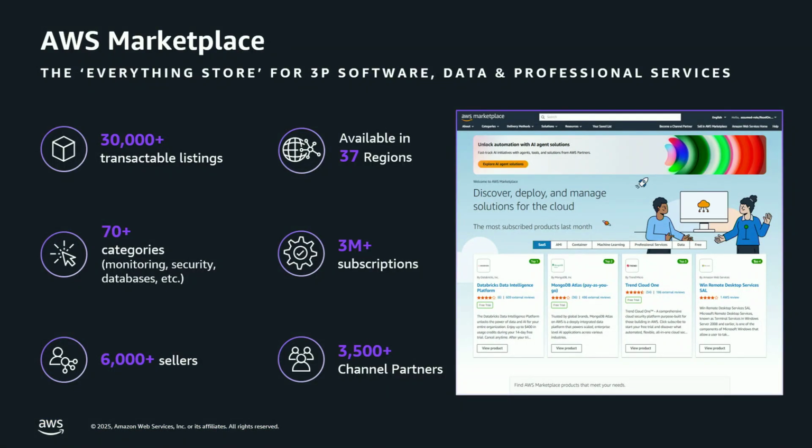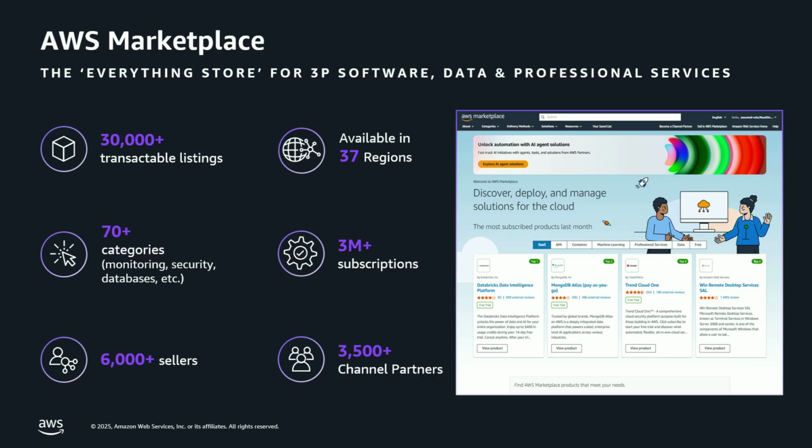So let's see, AWS Marketplace. For anyone who's not too familiar, our vision for Marketplace is to be the best place for customers to find, buy, and deploy third-party software, professional services, and data. So we look at it as the everything store for software. Here are some stats to give you a bit of an idea. We've got over 30,000 transactable listings on Marketplace today. We've got over 70 categories.